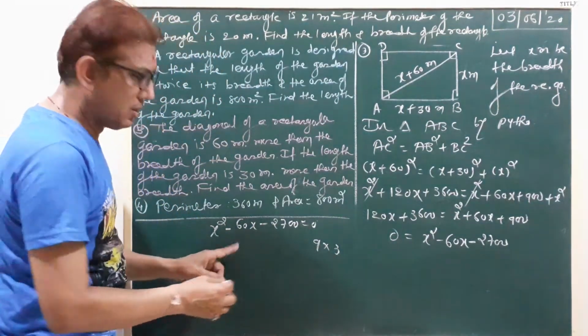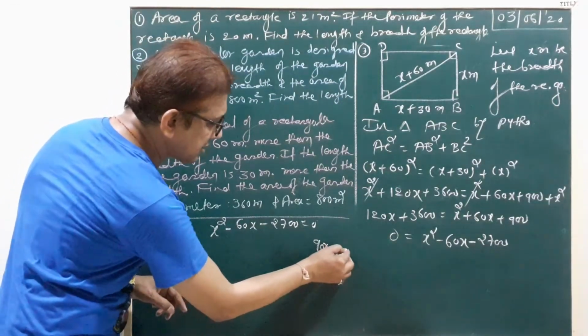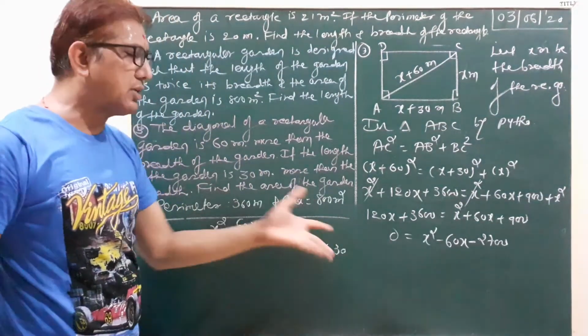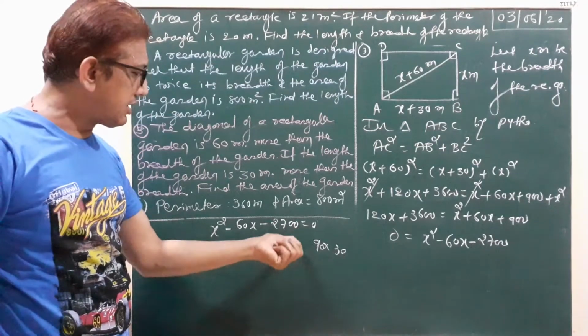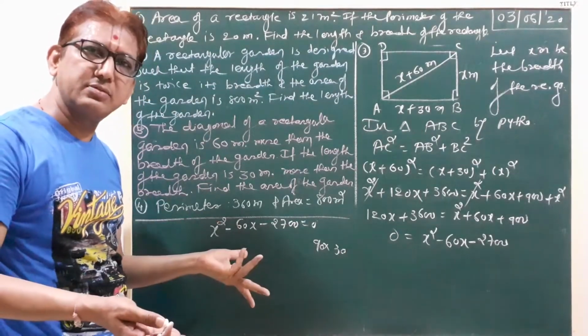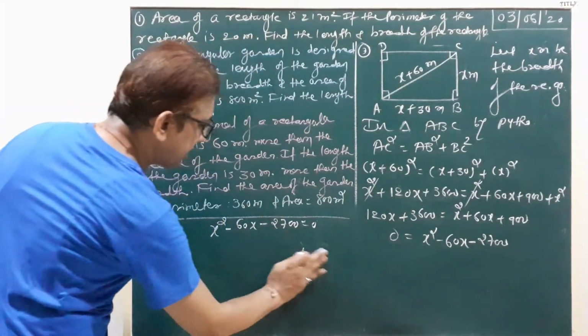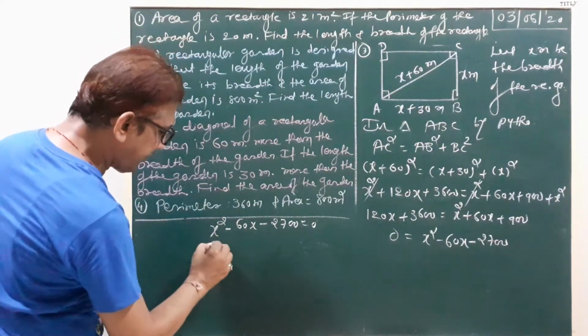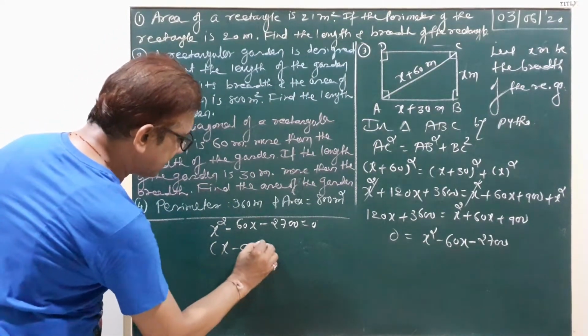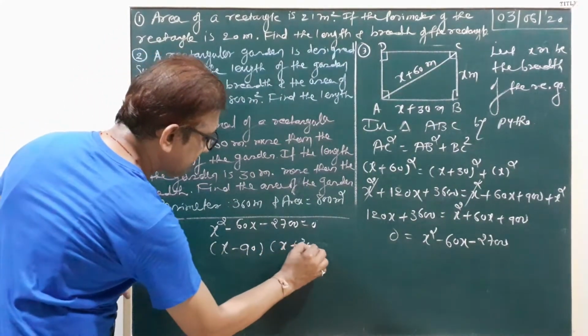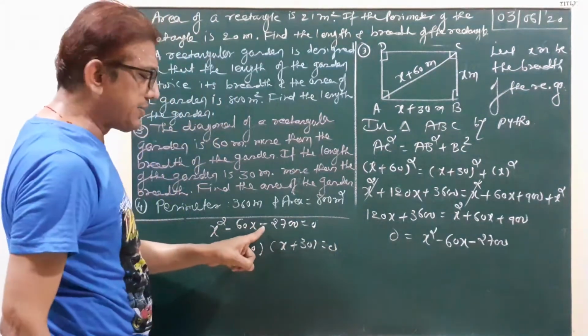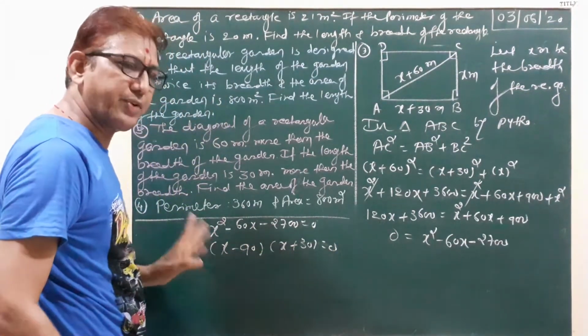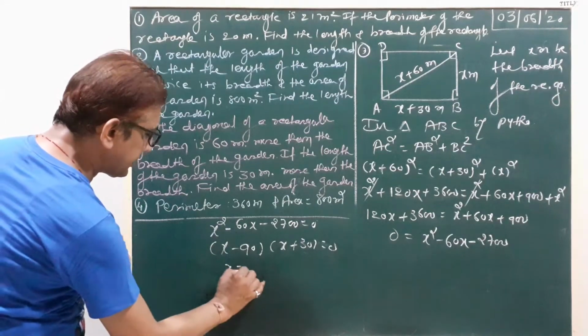Here 6. Now put both sides 0. 90 into 30 is 2700 and 90 minus 30 is 60. Very easy. Okay. Here 90 is the bigger number, so we get the negative sign. So (x minus 90) and (x plus 30). Here the last term is negative, so both numbers have different signs. Okay. So we get 0.